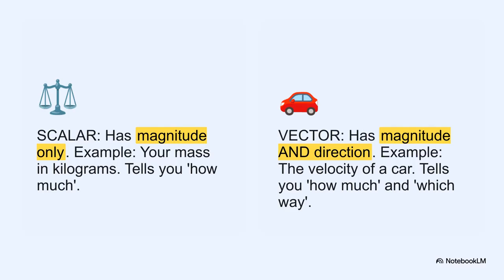So in physics, things are split into two camps. First, you've got what are called scalars. Think of things like your weight or the temperature outside. They're just numbers, right? They tell you how much. But then you've got vectors. And vectors are different. A vector, like a car's velocity, doesn't just tell you how fast it's going. It also tells you which way it's going. See the difference? How much and which way.